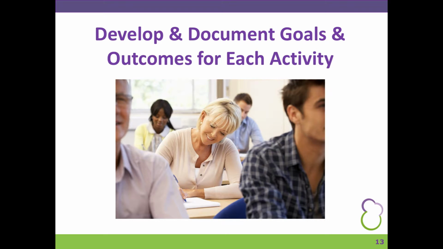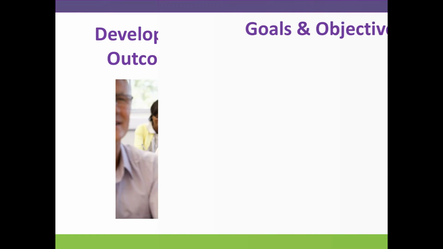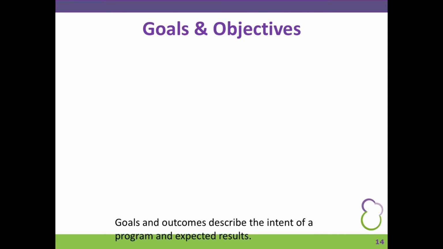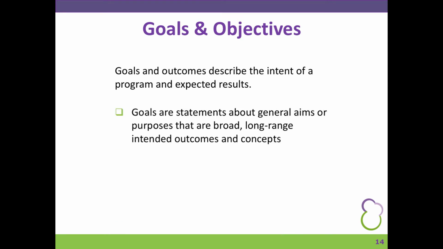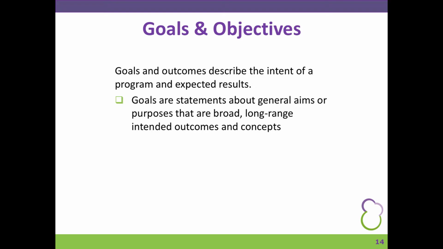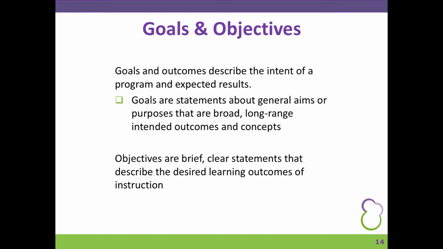Before we can document the goals and objectives, we need to understand more about what goals and objectives are. Goals and outcomes describe the intent of a program and the expected results of the program. Goals are statements about general aims or purposes that are broad and long-range intended outcomes and concepts, whereas objectives are brief and clear statements that describe the desired learning outcome.